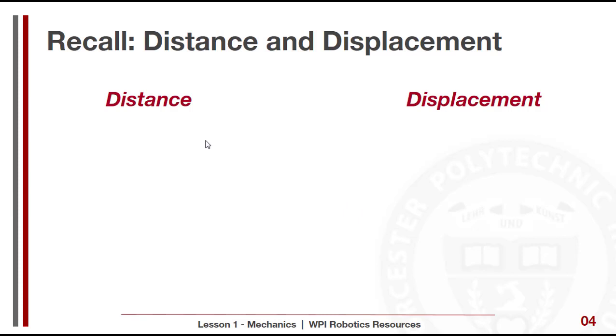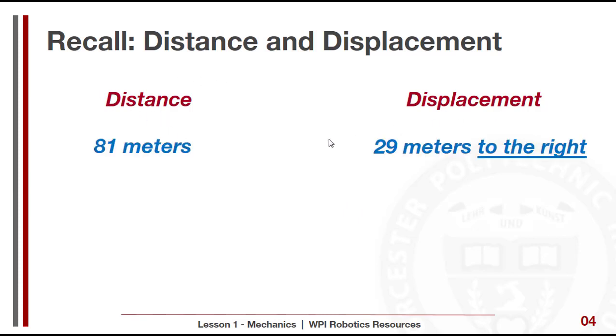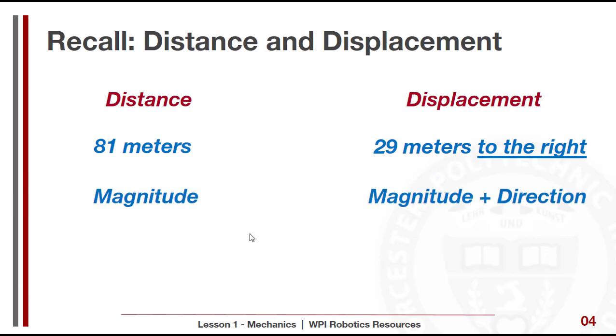So from that example, what do we see as the difference between distance and displacement? Well, first of all, they had different values. The distance we calculated was 81 meters, and the displacement was 29 meters towards the right. We see that the distance is just a magnitude, 81, whereas the displacement is both the magnitude, which is 29 meters, as well as the direction, pointing in the direction that the robot was moving in our example.